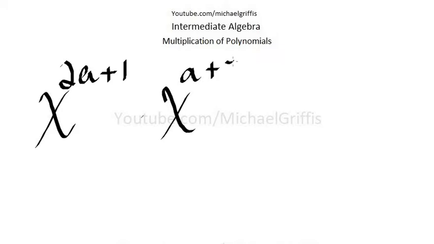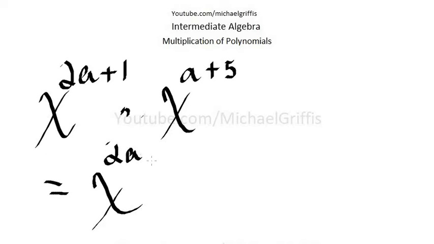a plus 5. So we're looking at something more general here. We have x raised to the 2a plus 1 times x raised to the a plus 5. Okay. Let's combine those two. Remember, we add the exponents. So this becomes 2a plus 1 plus a plus 5.